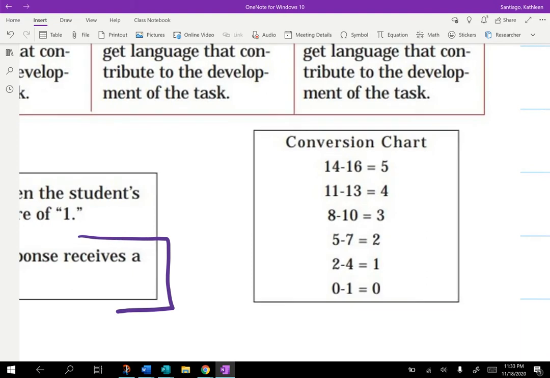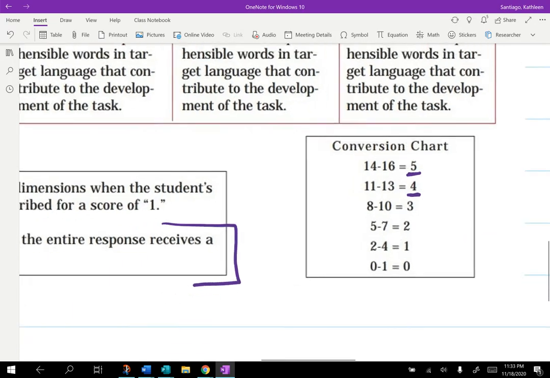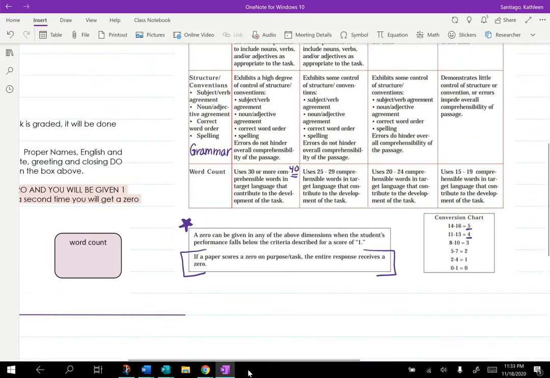So you can make mistakes and still get a perfect score, because I'm going to score you out of 16, and New York State says if you get a 14, 15, or 16, you still get a 5. If you get 11, 12, or 13, you get a 4. Very few people score below a 4. Okay, so that is the big New York State rubric.